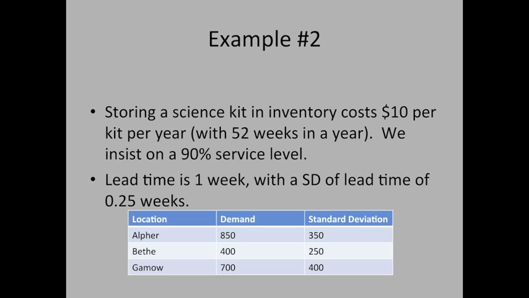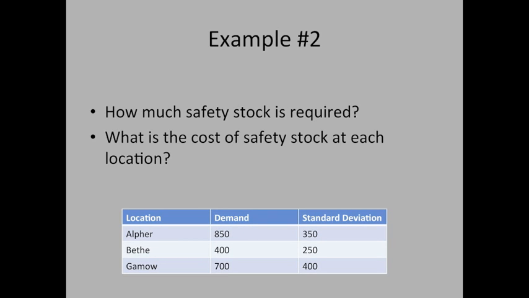Anyway, storing a science kit in inventory costs $10 per kit per year. We insist on a 90% service level. And if we need to order more kits, the lead time is 1 week with a standard deviation of lead time of 0.25 weeks. So given this, what should our safety stock be at each location? How much safety stock is required? And more to the point, what's the cost of safety stock at each location?